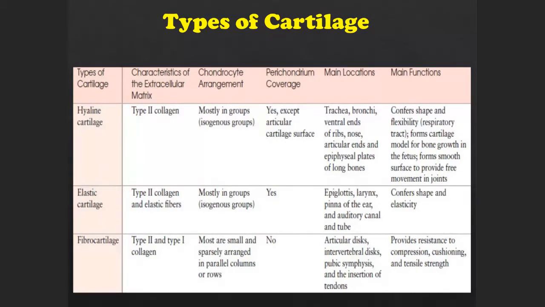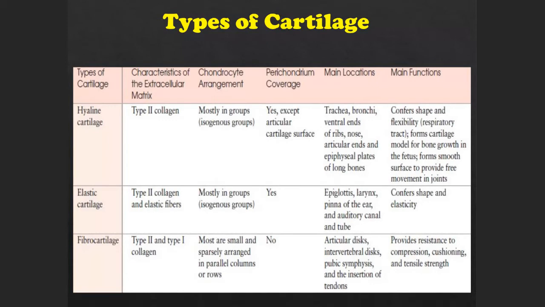Now chondrocyte arrangement: in hyaline, they are mostly in groups. In elastic, they are also again in groups. But in fibrocartilage, the amount of collagen fibers is so much that the cells are small and arranged in far places, so they are sparsely arranged. Now perichondrium coverage: yes, it will be there in hyaline. In elastic cartilage, yes, it will be there. But in fibrocartilage, it will not be there.